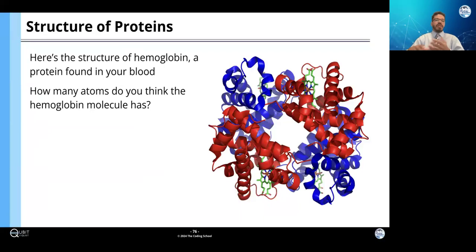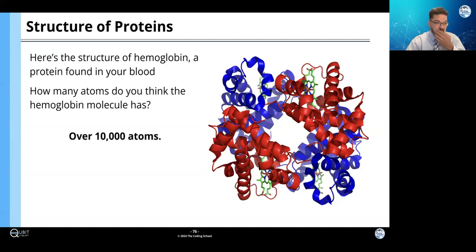Okay, so let's consider hemoglobin. I think hemoglobin was one of the first structures of a protein that was actually completely understood, and it took, I think, a couple of decades of work. How many atoms do you think this hemoglobin molecule has? Don't let the colors of the spirals mislead you. Even though that structure looks complicated, it doesn't look crazy, right?